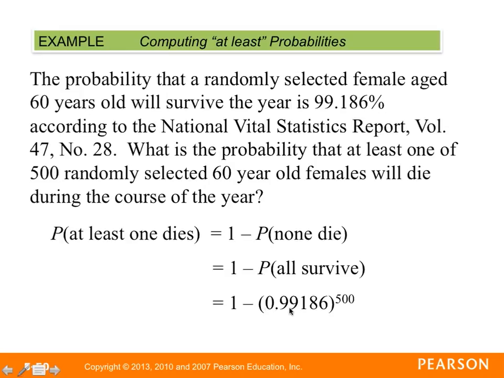to be 1 minus 0.99186 raised to the 500th power, since we have 500 people, and you get 0.9832. So there's about a 98% chance that at least one of 500 randomly selected 60-year-old females will die during the course of the year. Now that means one female could die, or 2, or 3, or 4, and so on.